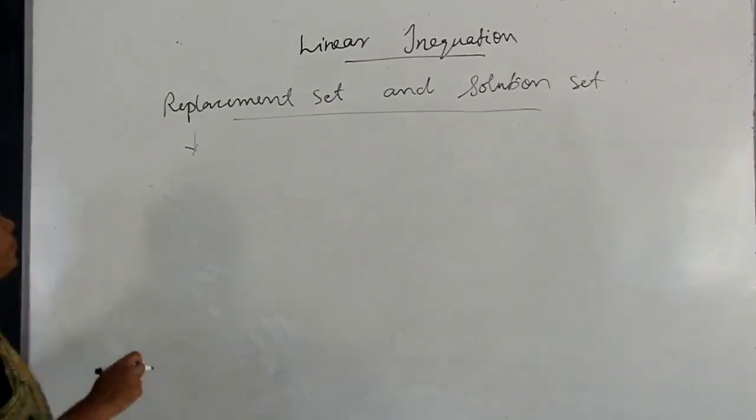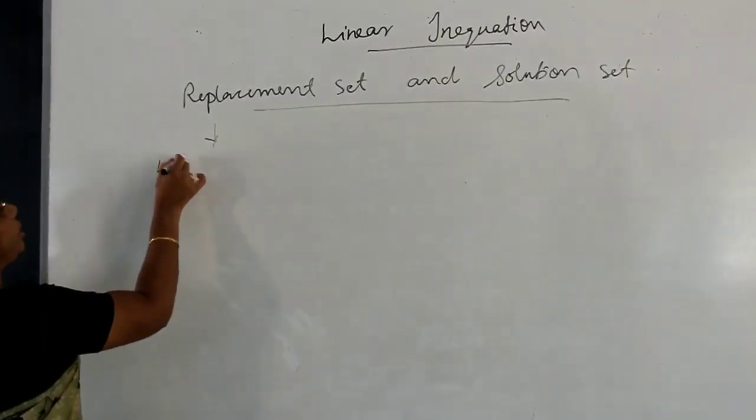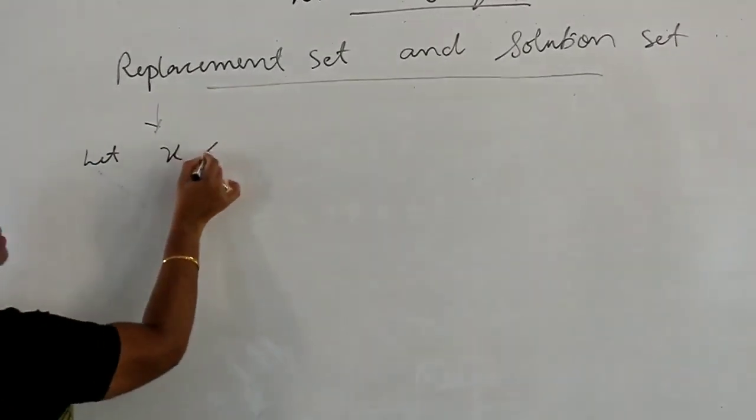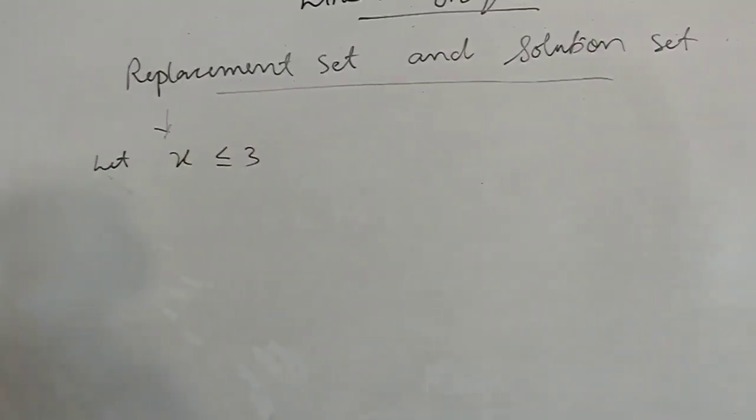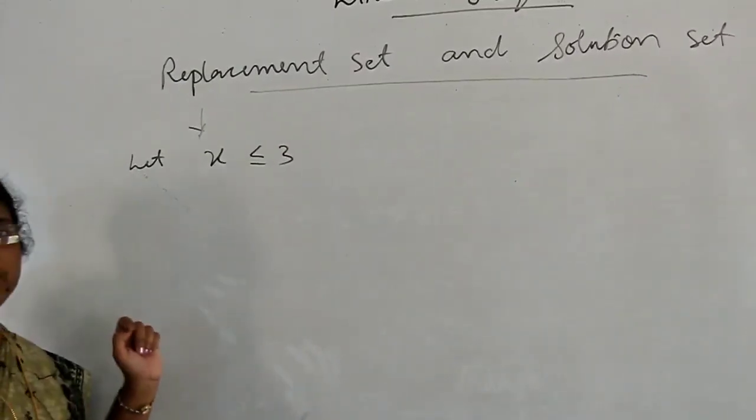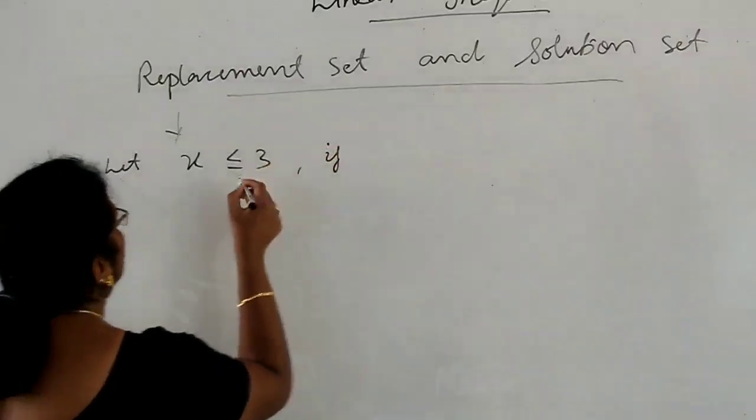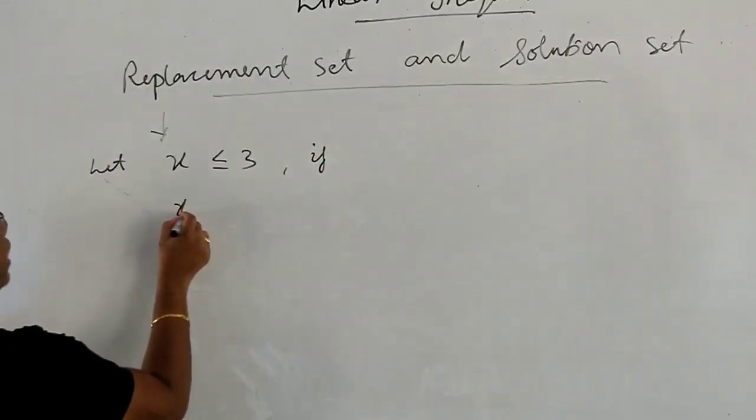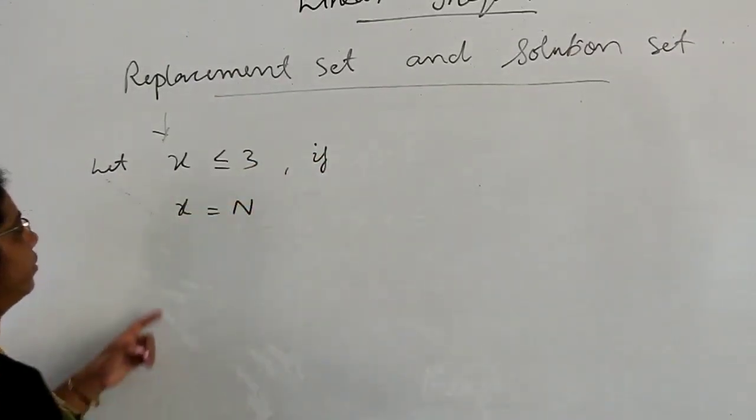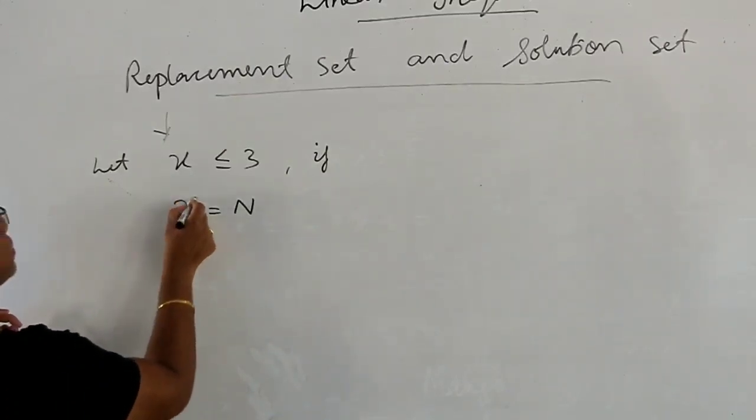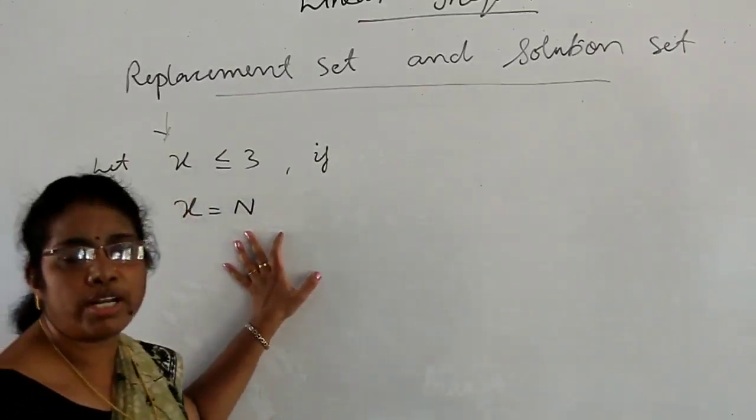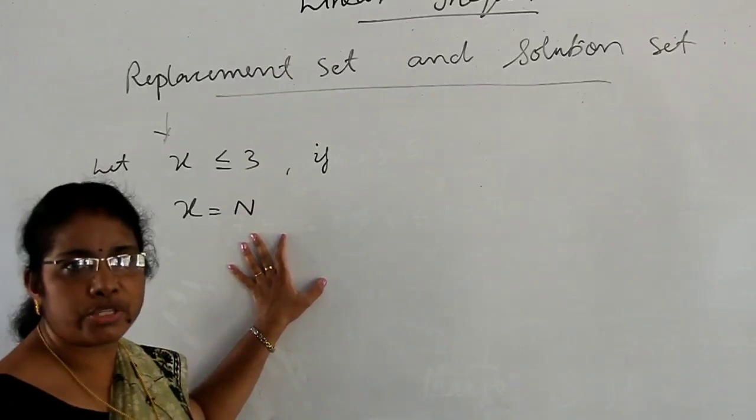For example, let the given inequation be x less than or equal to 3. If the replacement set is x equal to N, what is N? N denotes the natural numbers.